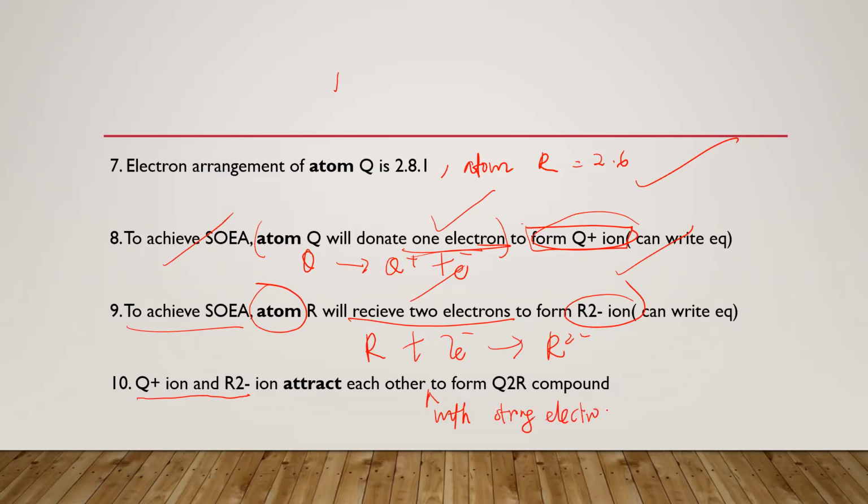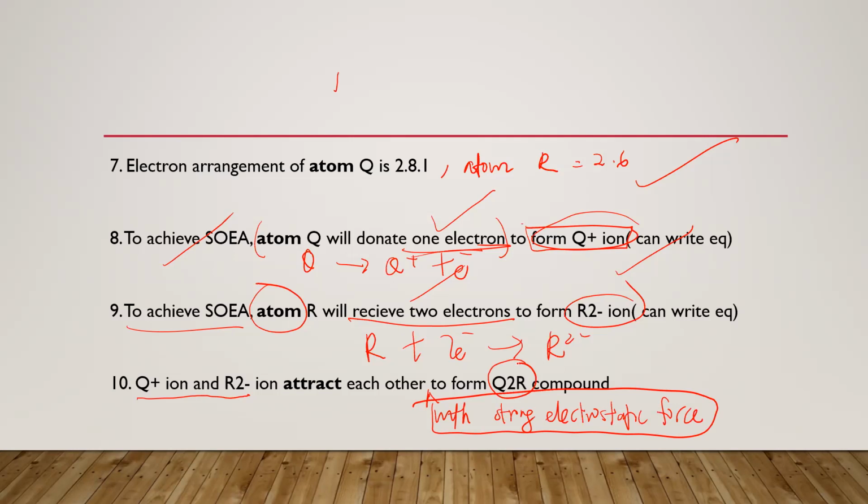So it happened this year, 2018, they didn't ask for this electrostatic force. But in other years they do ask. So every year the marking scheme changes, you write what is the common thing to write. So they attract one another with a strong electrostatic force to form Q to R.